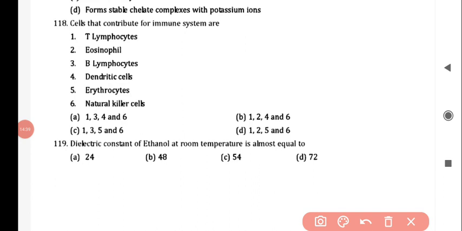Next question is, cells that contribute to the immune system are, first is T lymphocytes, two is eosinophil, third is B lymphocytes, fourth is dendritic cells, fifth is erythrocytes, sixth is natural killer cells. And the correct answer for this is option A, that is 1, 4 and 6 are the cells that contribute to the immune system. Next question is, dielectric constant of ethanol at room temperature is almost equal to, and the correct answer is option A, 24.